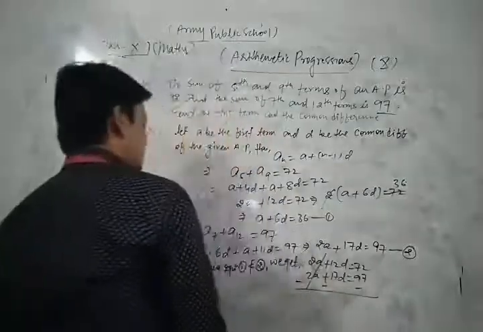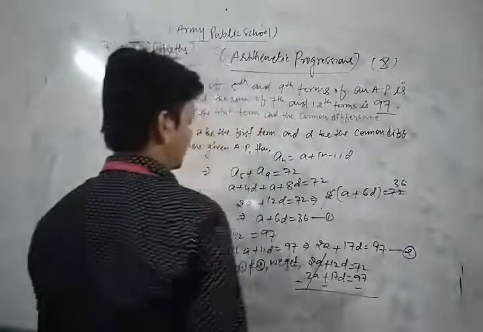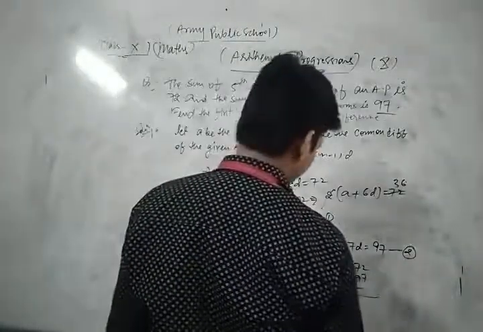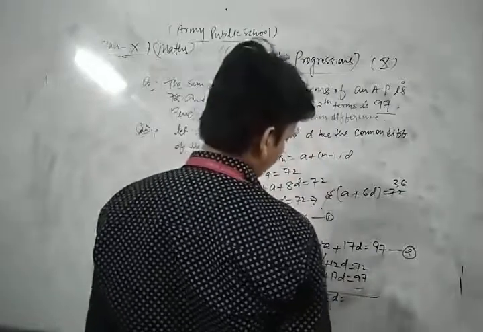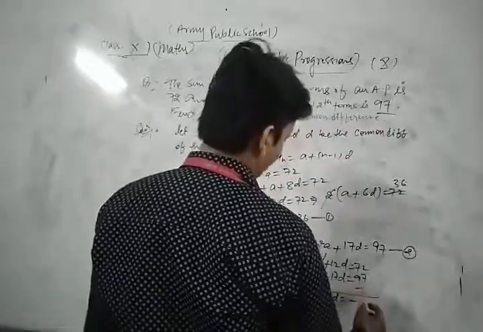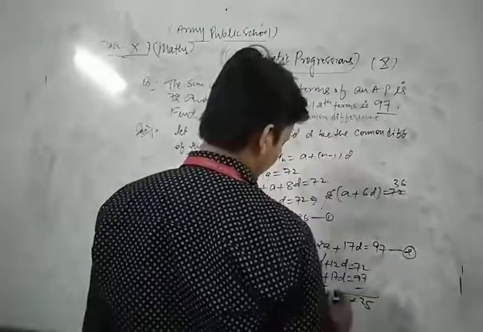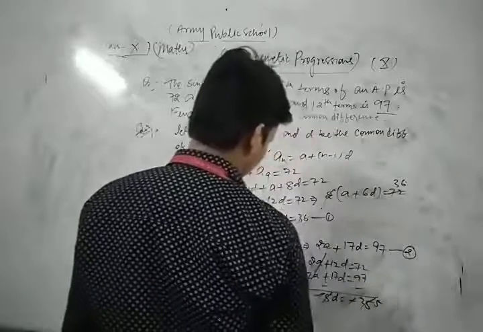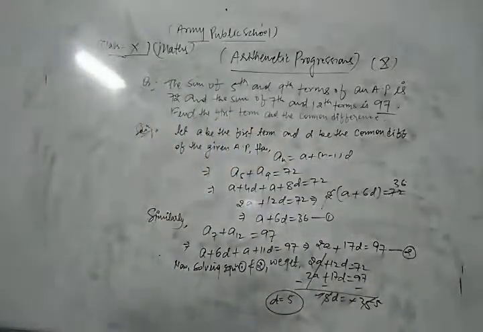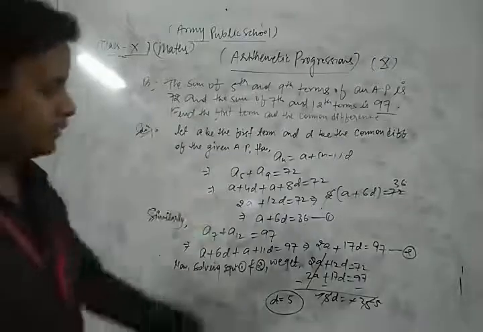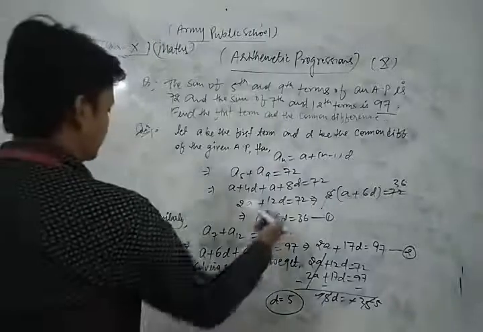So 2A minus 2A cancel each other. Now what do we get? Minus 17D plus 12D, that is minus 5D, is equal to 72 minus 97, that is minus 25. So D cancels, minus cancels minus, and 5 times 5 is 25. So the value of D is 5. Thus in this way we find that the common difference of the given AP is 5.